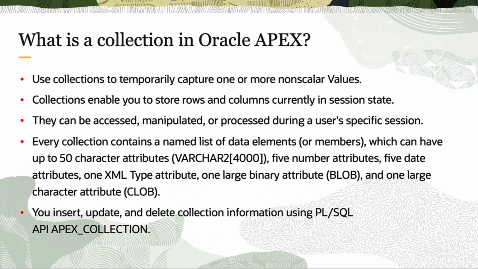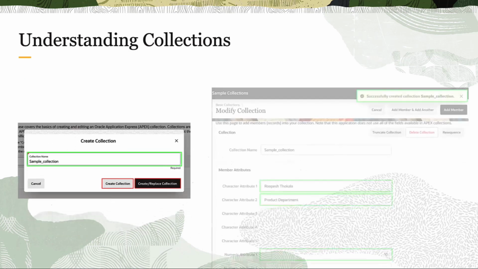When your application includes an update page on which a user updates multiple detailed rows on one page, the user can make many updates, apply these updates to a collection, and then call a final process to apply the changes to the database.